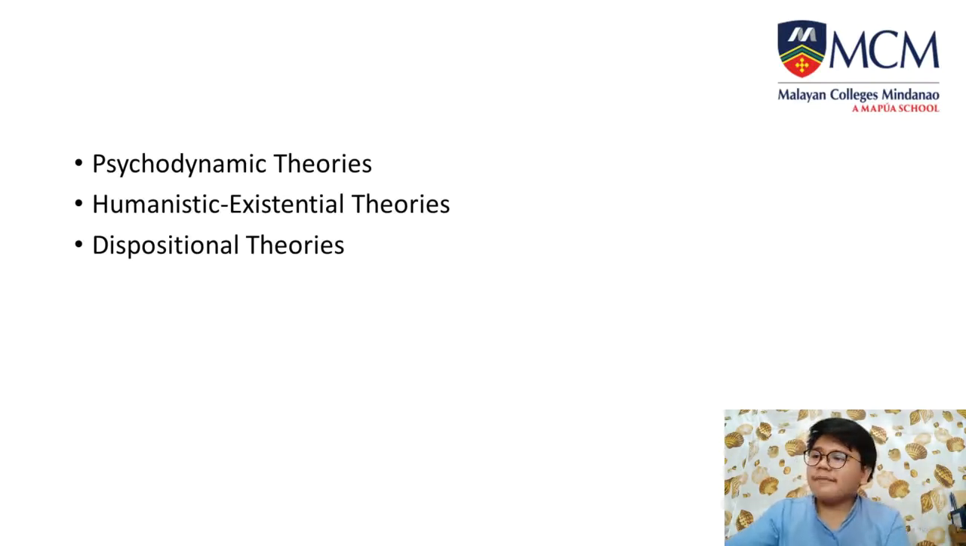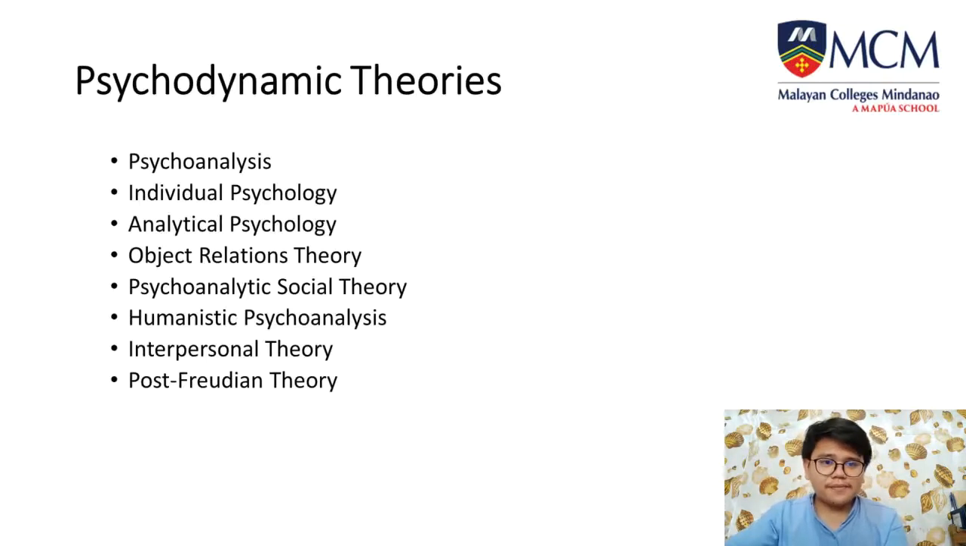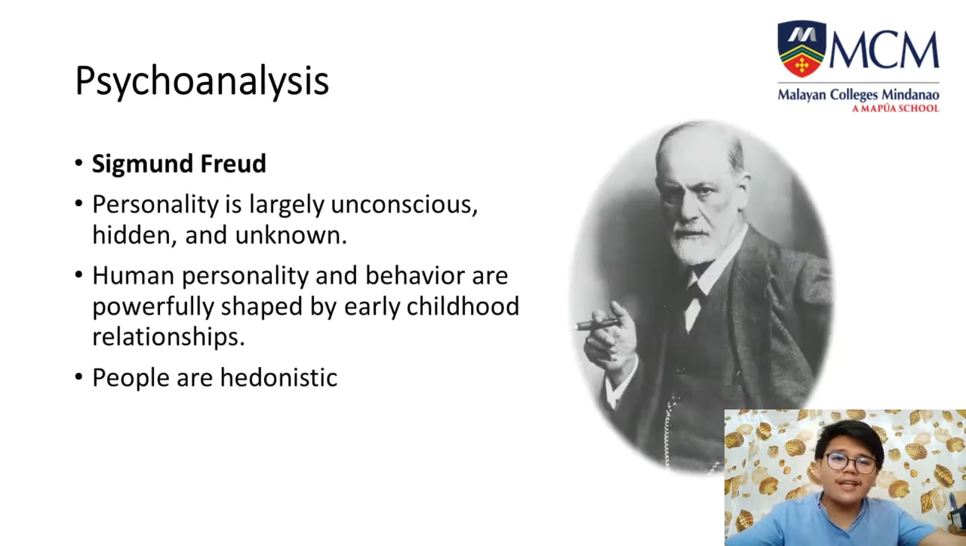First, the psychodynamic theories. Here are the following psychodynamic theories. First, psychoanalysis. Next, individual psychology. Next, analytical psychology. Next, object relations theory, psychoanalytic social theory, humanistic psychoanalysis, interpersonal theory, and post-Freudian theory. And we are going to discuss these one by one. So first, we have psychoanalysis.